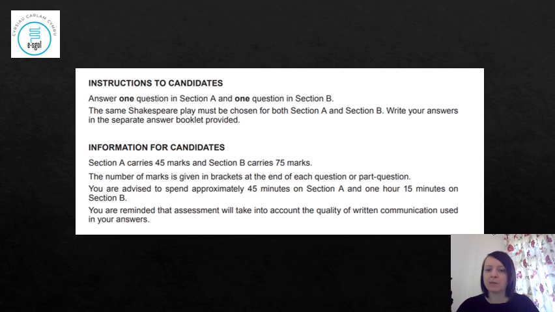Section A carries 45 marks and Section B carries 75 marks. The number of marks that are awarded are always given in brackets at the end of each question or part question. So the advice is to spend around 45 minutes on the first section, Section A, and around an hour and 15 minutes on the second section.